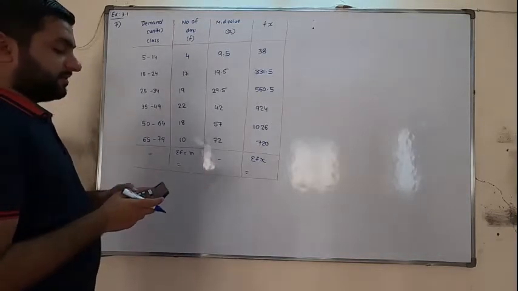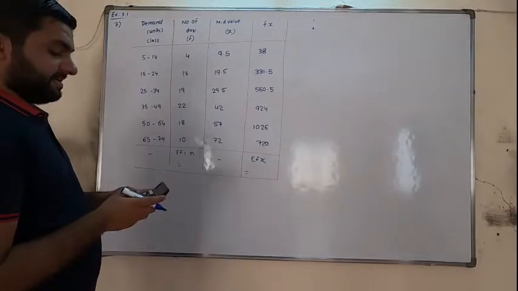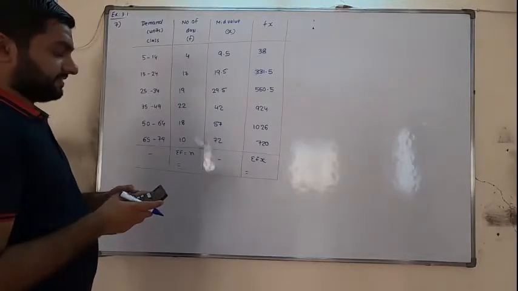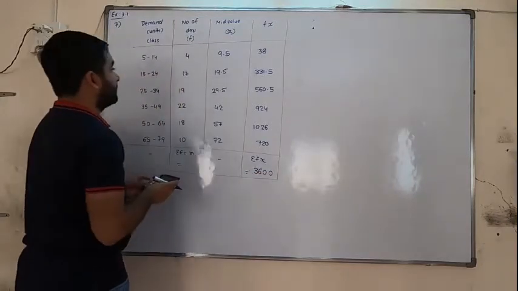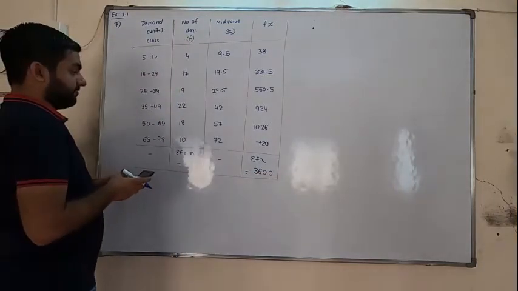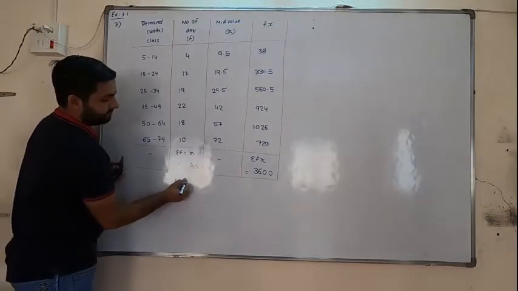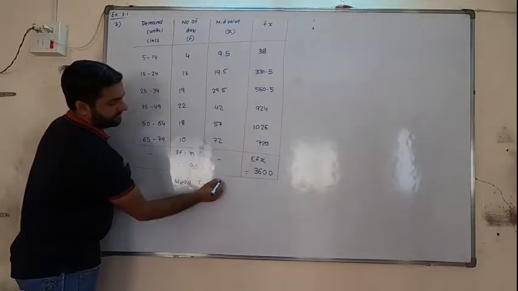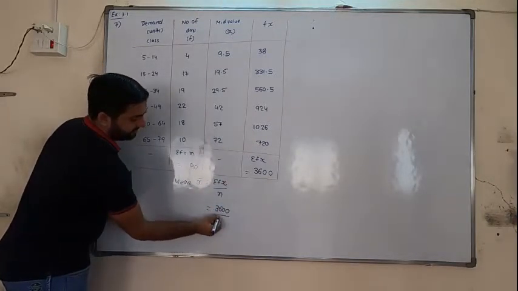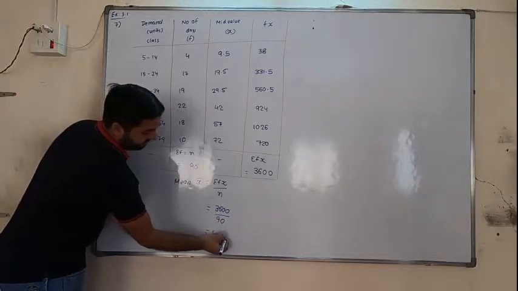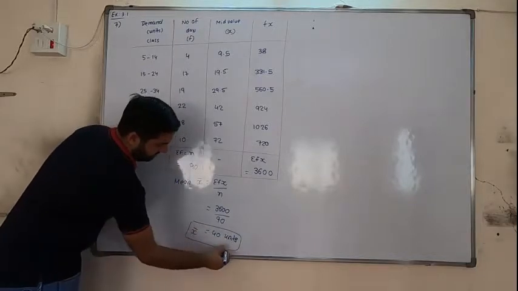Adding 38, 331.5, 560.5, 924, 1026, 720 gives 3600. 4, 17, 19, 22, 18, 10 gives 90. Mean x bar is equal to sigma fx upon n. 3600 upon 90 is 40 units.